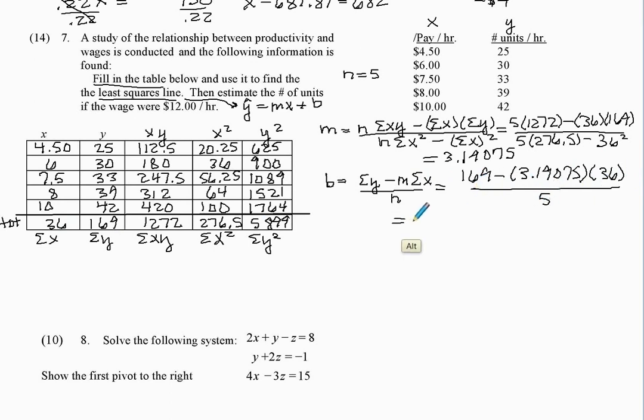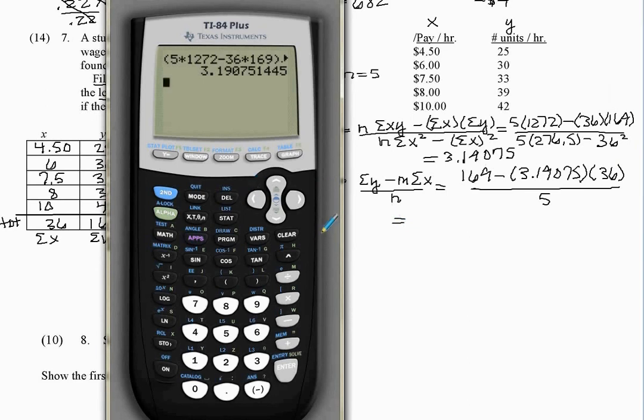Let's go ahead and key this in. I'll need parentheses for the numerator: 169 minus 3.19075 times 36, close our parentheses, divided by 5. That's 10.83 if we round it.